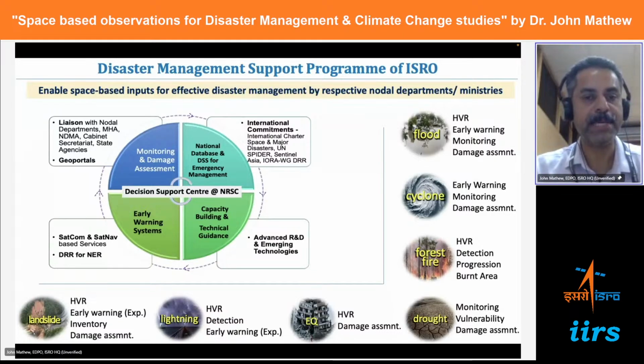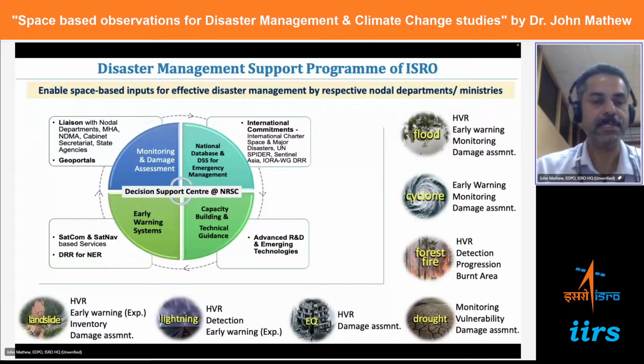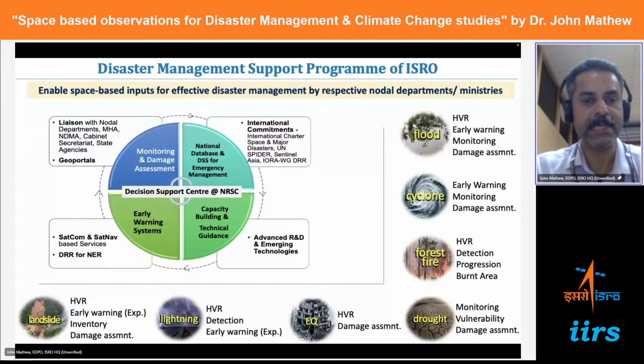So our disaster management support program is basically centered around a decision support center, DSC, that is established at NRSC, National Remote Sensing Center, Hyderabad. And one of the major activities that is being carried out as part of this program is near real-time monitoring of various disasters, as well as the damage assessment associated with the various disasters.